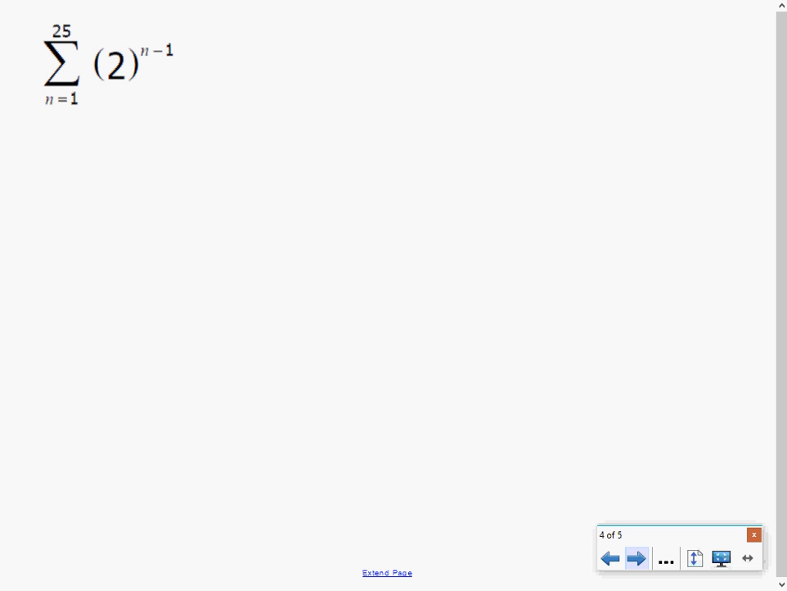Again, remember, summation notation is just another way to show series. We still need the same information. We need the first term. We need the ratio. We need the number of terms that we are summing up. Now, the nice thing about the summation notation is you immediately know what that common ratio is, or that constant ratio. It's the base of the exponential. 2 to the n minus 1 power means that the ratio is 2.